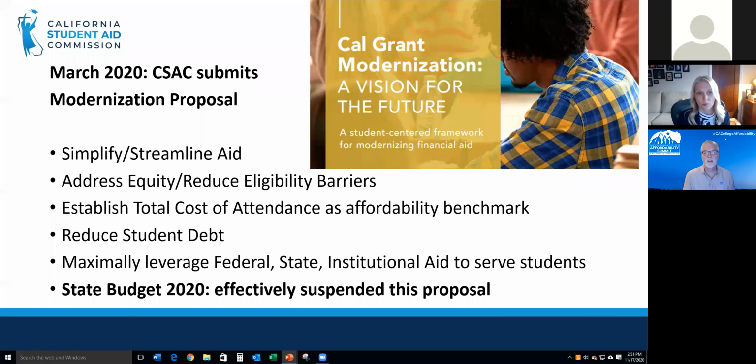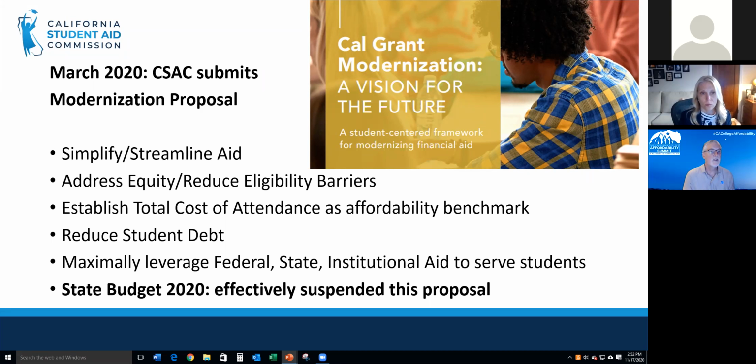leverage both federal, state, and institutional aid to serve the students. This report came out in March. You can find it on our CSAC website, read through it, see what was proposed. We were attempting to propose in this a fairly large budget augmentation to make it work. And unfortunately, as many of you know, the state budget in 2020 and COVID effectively put that on halt.